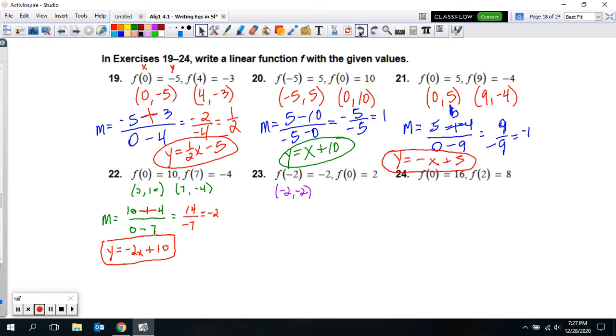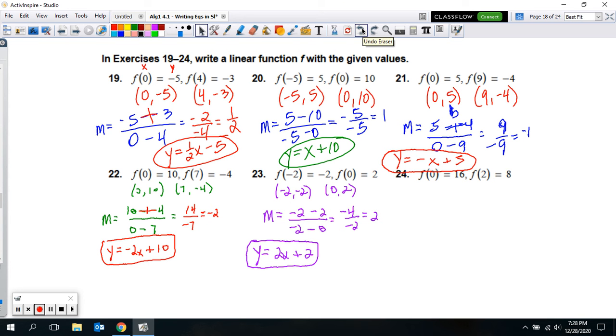23, our two ordered pairs up on top there. And so finding our slope, we're going to see -2 minus 2 on the top, and then -2 minus 0 on the bottom. It's a 0 actually there. An ugly one, but it's a 0. And so it's going to be -4 on the top, -2 on the bottom, and that will simplify to a +2. And so it's going to be a 2x, and then your y-intercept is 2, so 2x plus 2. Y is equal to 2x plus 2 for 23.